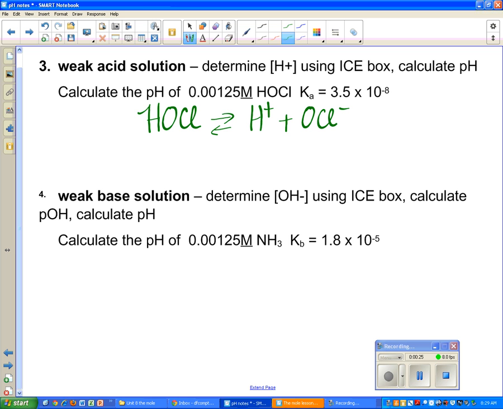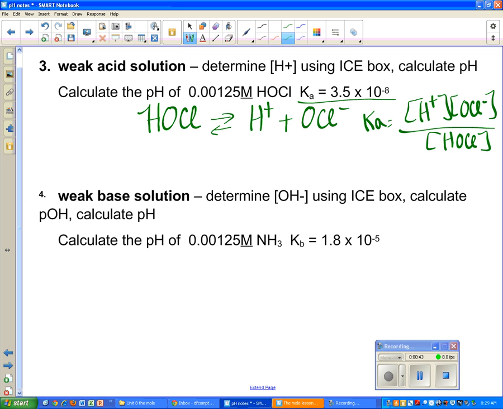Let's go ahead and write an equilibrium expression. And so we have our H+ and our OCl minus, the conjugate. These are both the conjugate acid and conjugate base. And then we have our initial acid, our original acid, and that's going to equal Ka. And notice that they give us a Ka value. So then this is pretty much a RICE equation.